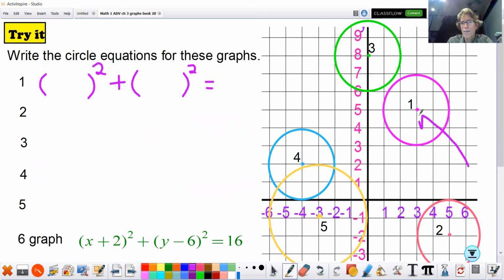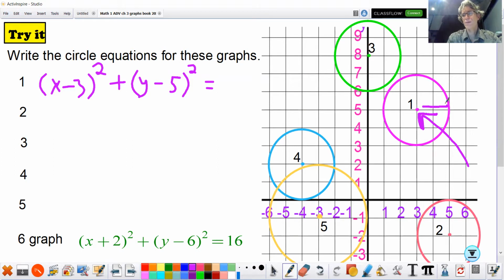Here's number 1. Where's his center? There you go. So what's his x? I see a 3 and a 5, don't I? 3 and 5. There's his center. 3 and 5. So go x minus 3 and y minus 5. So whatever it is, the opposite sign.